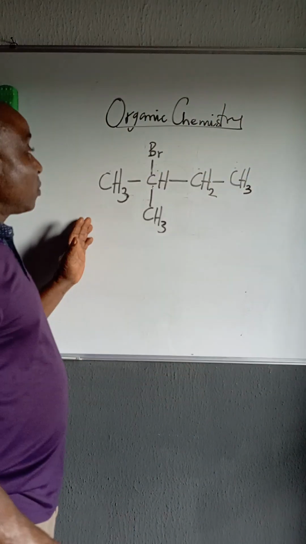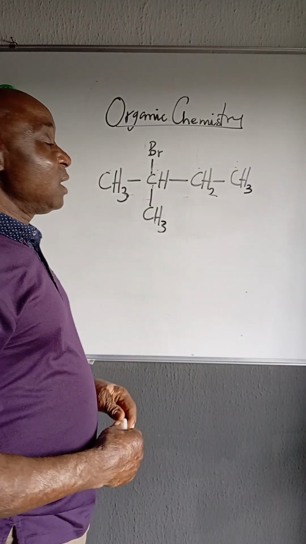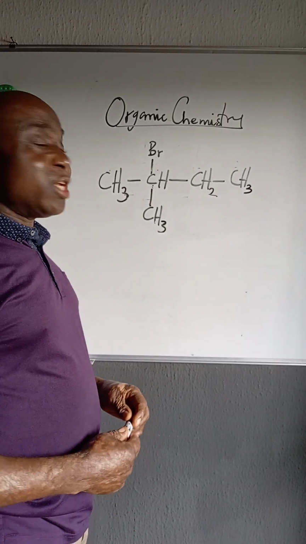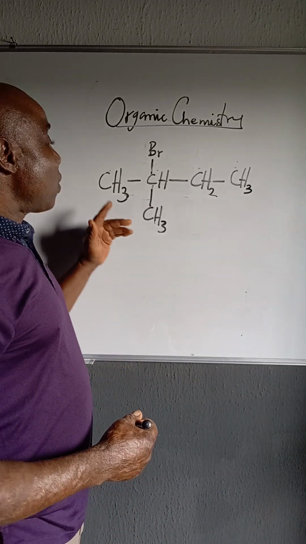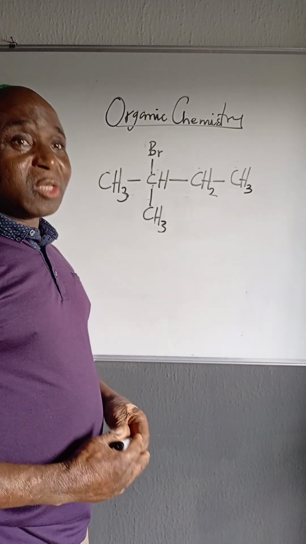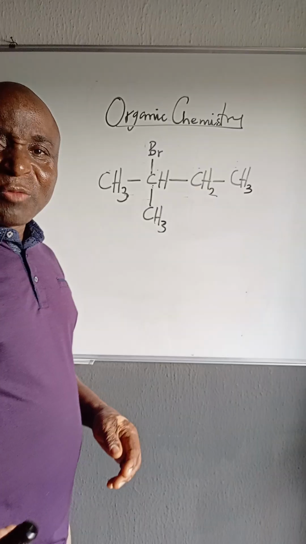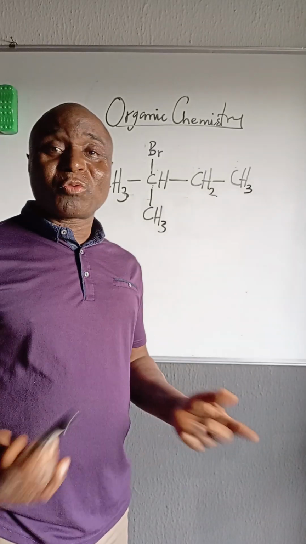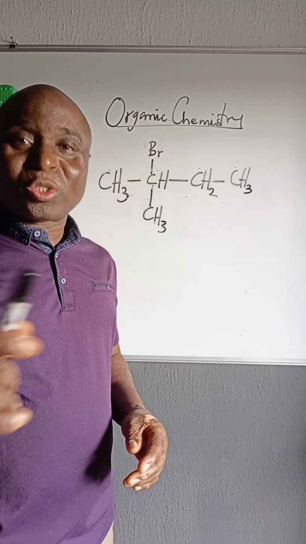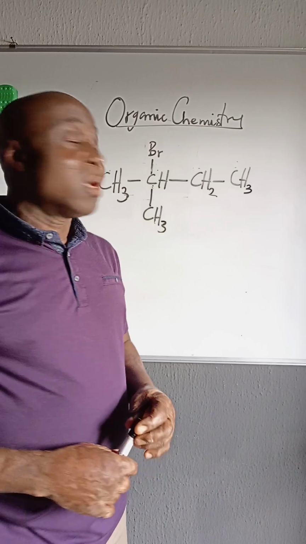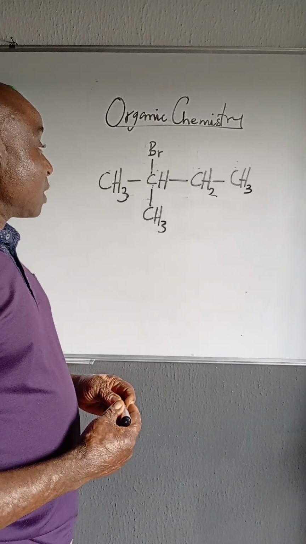On the board, we have the structure of this compound. Our task is to give the correct IUPAC name of the compound. As you can see, the structure has single bonds only, and so from here we can conclude that it is an alkane. In my previous video, I gave you the rules for naming alkanes. For a proper understanding of the rules, you have to watch the videos. Okay, let's come back to the task at hand.